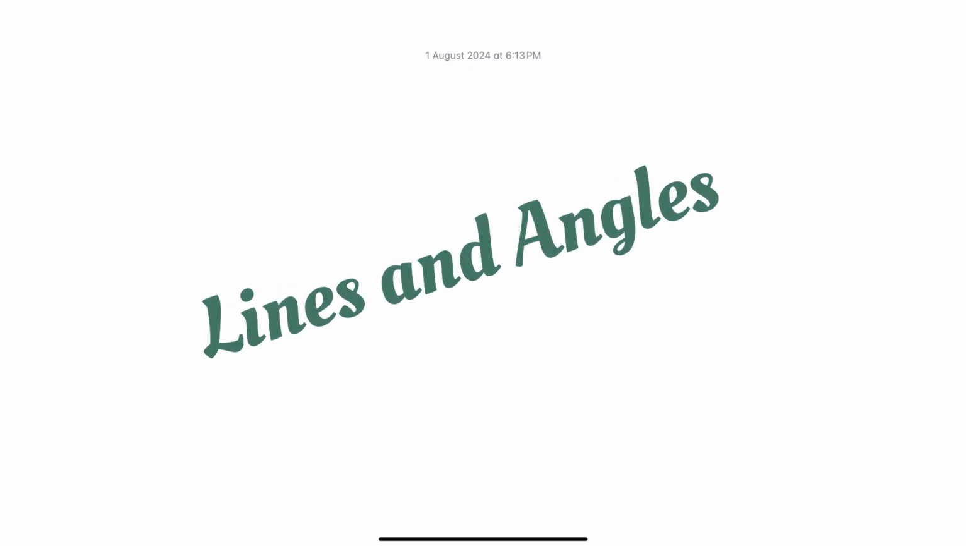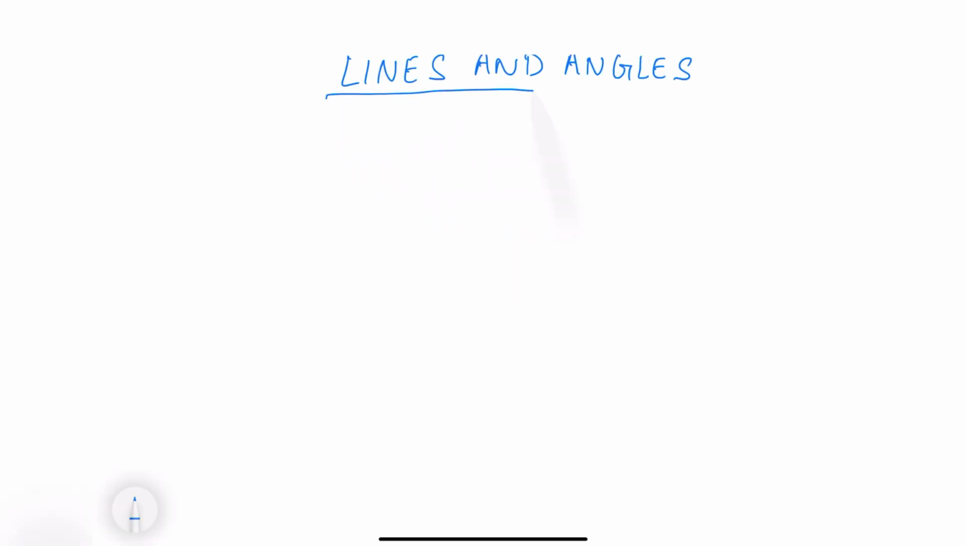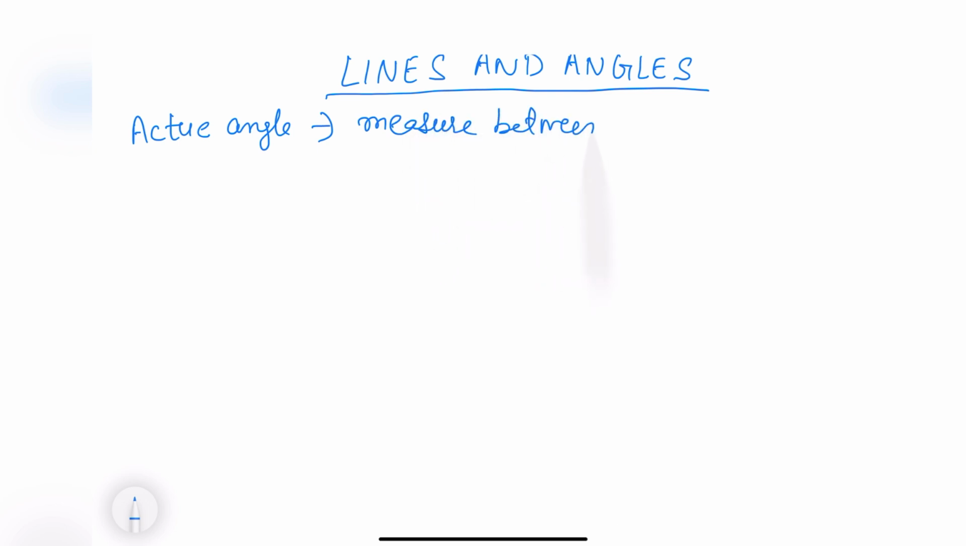Hello students, today we will study lines and angles. Earlier we also studied about angles. There are different types of angle. Acute angle. Acute angles are those angles whose measures between 0 degree and 90 degree.